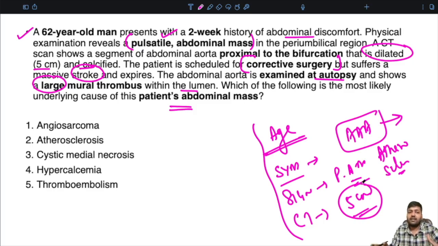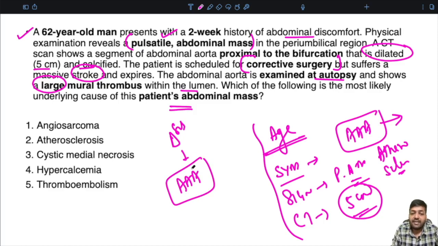But because this condition is also having a mural thrombus, there might be embolism and the embolus can go to any part. In this case, the embolus went to the brain and led to massive stroke and the patient expired. So which of the following is the most likely underlying cause of the patient's abdominal mass? The first condition is you have to diagnose. It is a case of an abdominal aortic aneurysm. And the most common cause is atherosclerosis. Remember, atherosclerosis.